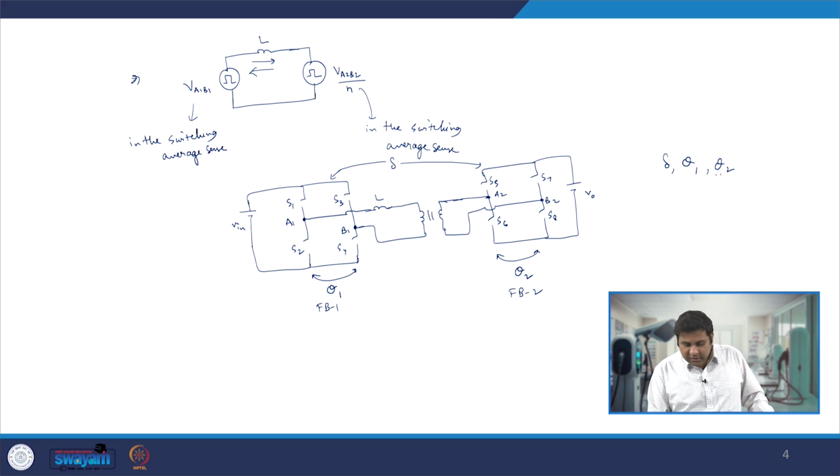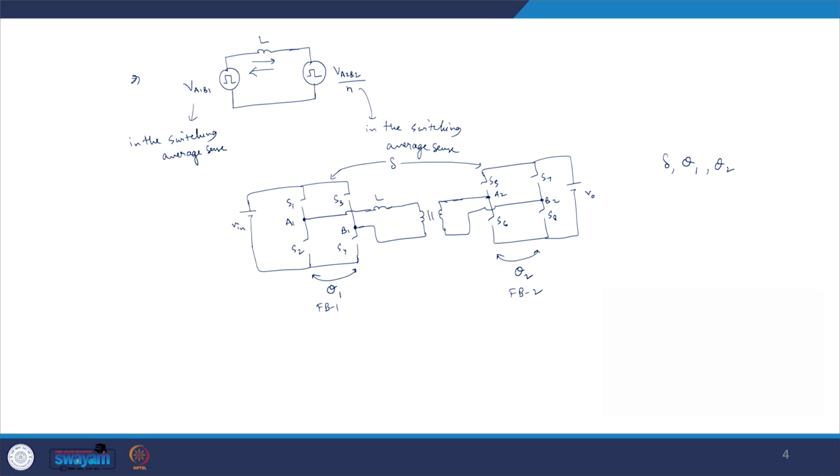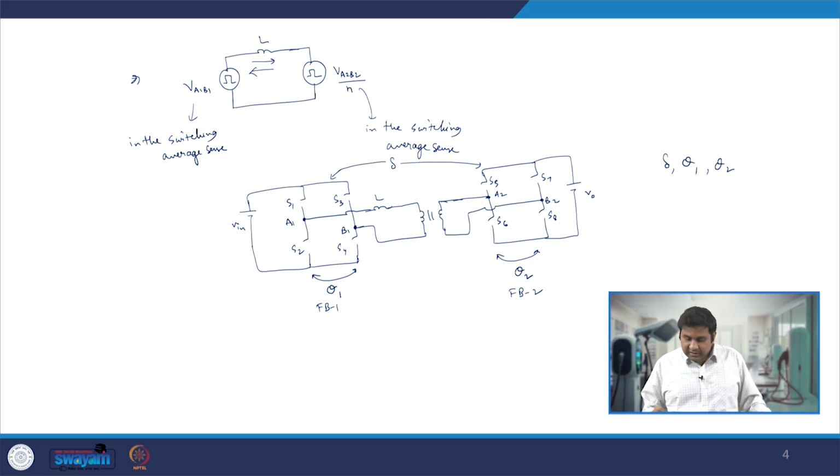Similarly, by theta 2, we are actually changing the duty ratio of the voltages applied from A2 to B2. You know that duty ratio means for how much time we are applying positive V naught in one switching period. Similarly, theta 1 impacts the duty ratio of the voltage applied from A1 B1, that means the time for which we are applying plus V in one switching period.